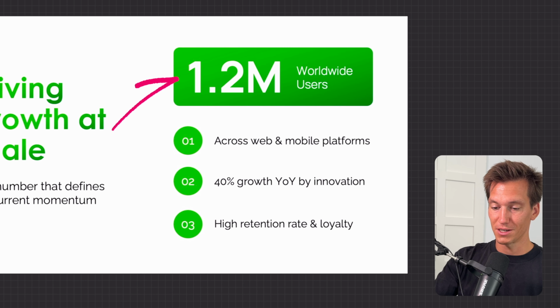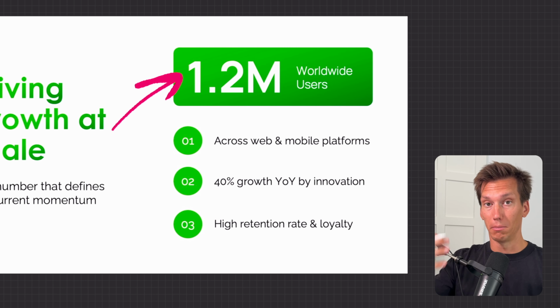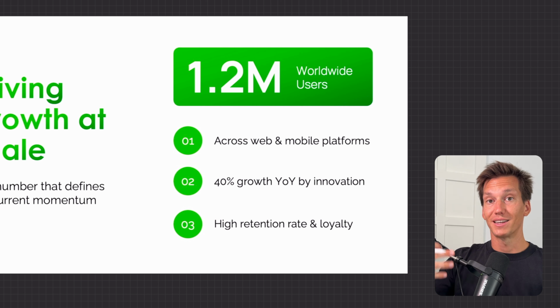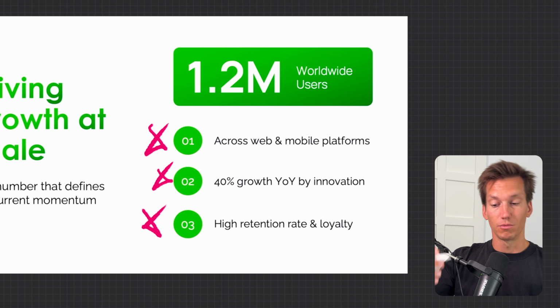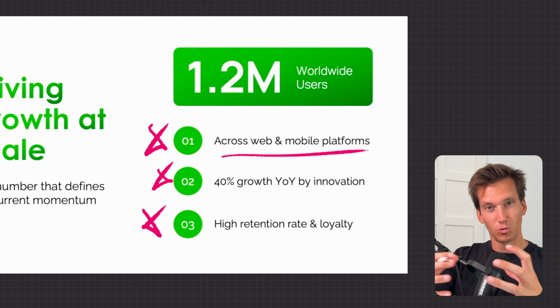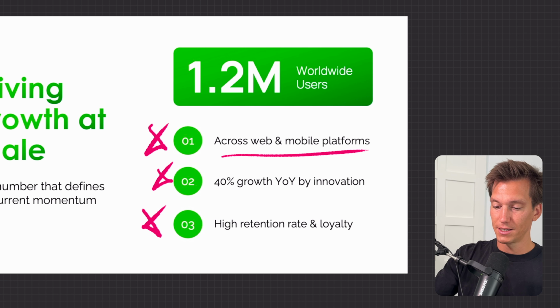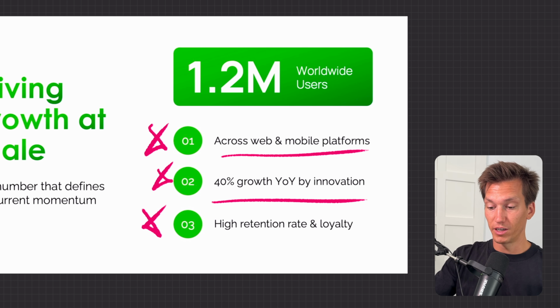So the first thing that jumps out here is the 1.2 million. Should be in very bold. I think that's important. And then we have the bit of the reference of what it is, the worldwide users. So once we have that, that sets the theme. Then we have below it the 3 bullet points. So clearly making it bullet points with numbers and then showing what it is about. Across web and mobile platforms, so I sort of shrunk the text a little bit, 40% growth year over year, and then high retention rate and loyalty.